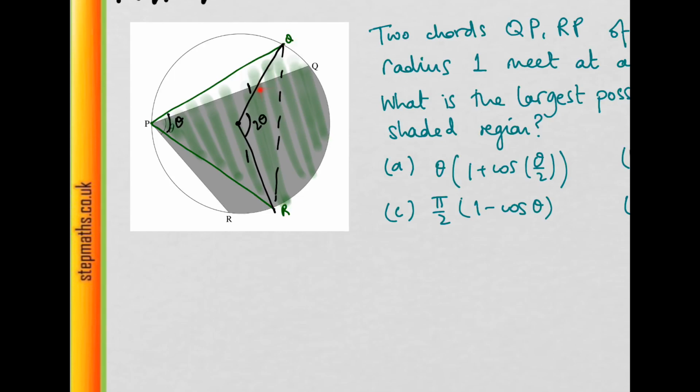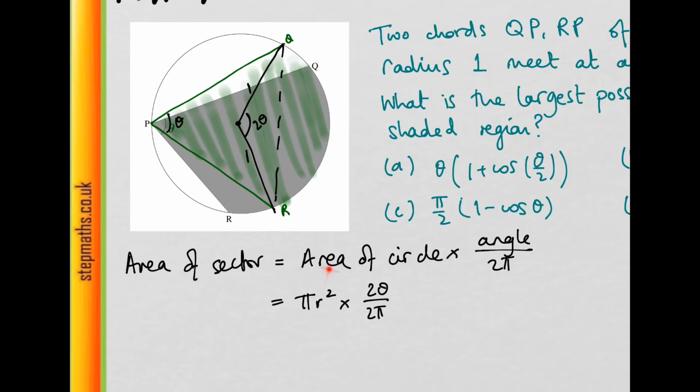So we can work out the area of this sector here. The area of the sector is going to be the area of the circle times the angle in the sector divided by 2 pi. The area of the circle is just pi r squared, and the angle is 2 theta. And also we know that r is just 1, so pi r squared is actually just pi. And then we can cancel the pi with the pi on the bottom and the 2 with the 2. So the area of the sector is just theta.